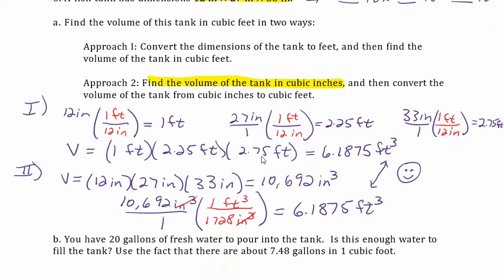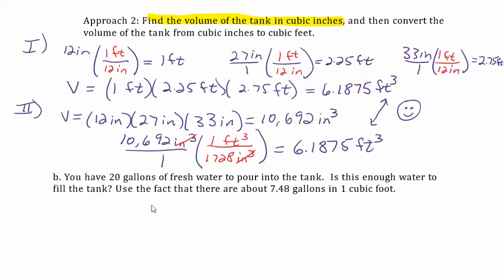Looks like it's time to fill our tank, and we have 20 gallons of fresh water to pour into the tank. Is this enough water to fill the tank? Use the fact that there are about 7.48 gallons in 1 cubic foot. All right, so we know our tank is 6.1875 cubic feet. So we need to figure out how many cubic feet of water is the 20 gallons. So we want to convert 20 gallons into cubic feet.